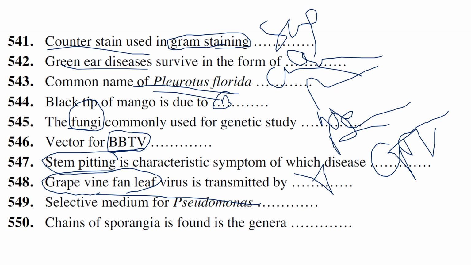Selective medium used for Pseudomonas. King's B medium is generally recommended for Pseudomonas. We can also call it Pseudomonas specific medium.